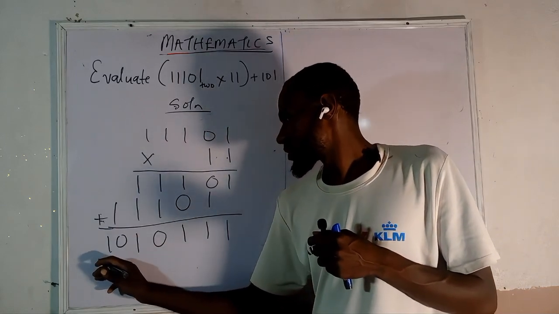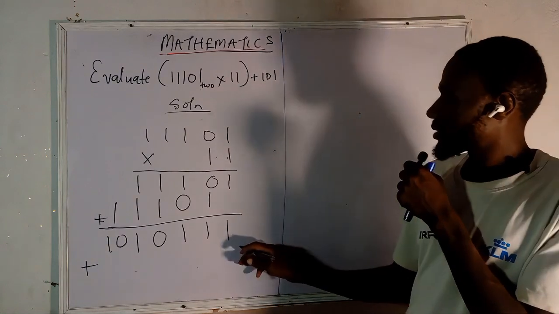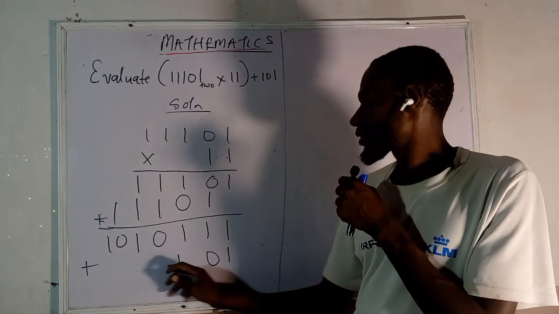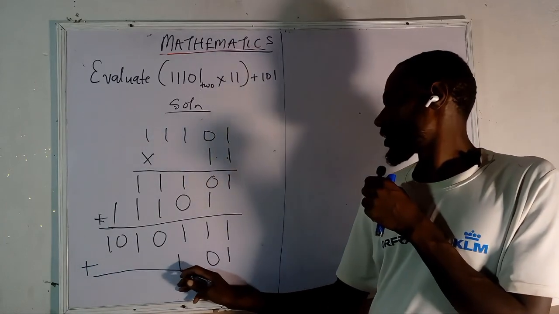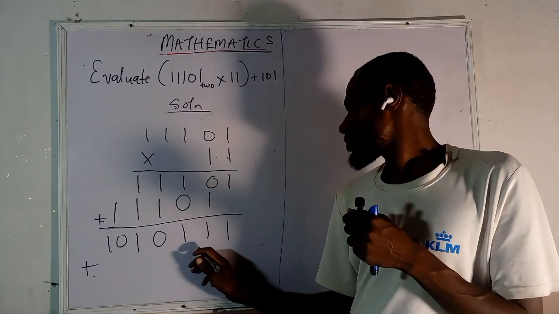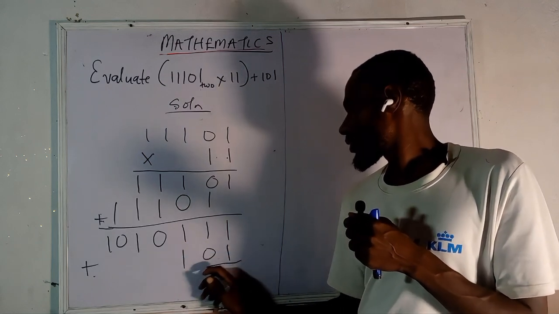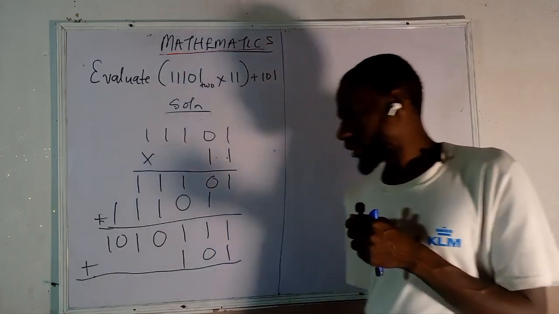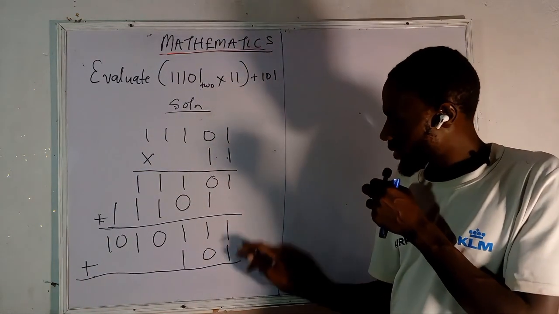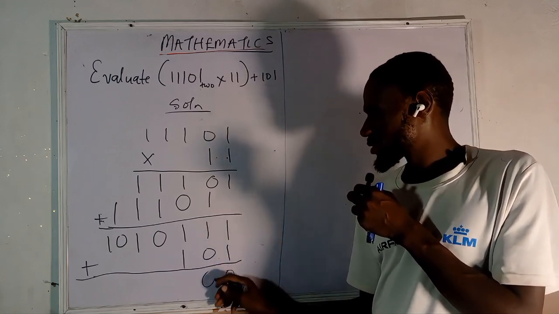Then in this case, we can also say plus the last one given here, plus 1 0 1. Then we can write the answer, plus 1 0 1. Again, the answer of this one we can add with the last one. 1 plus 1, 0 carry 1. 1 plus 1 here, 0 carry 1.